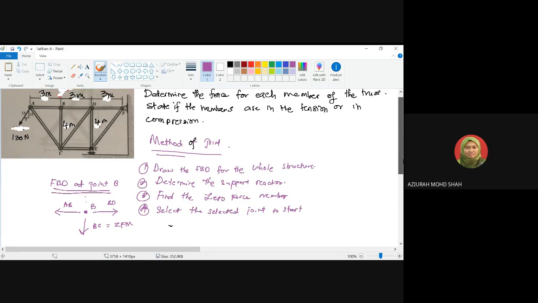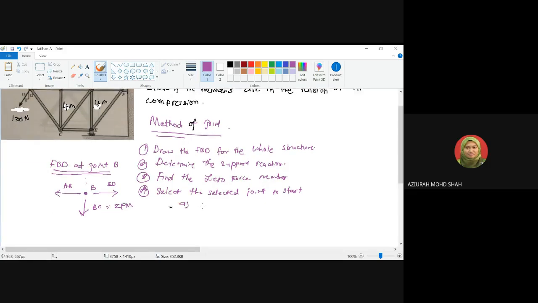So syarat dia mestilah, at the joint, we are particularly picking the selected joint. Kita kena analyze setiap joint. So we want to see that at the joint, is there any condition that is fulfilled. First adalah dia mesti at most 2 unknown.